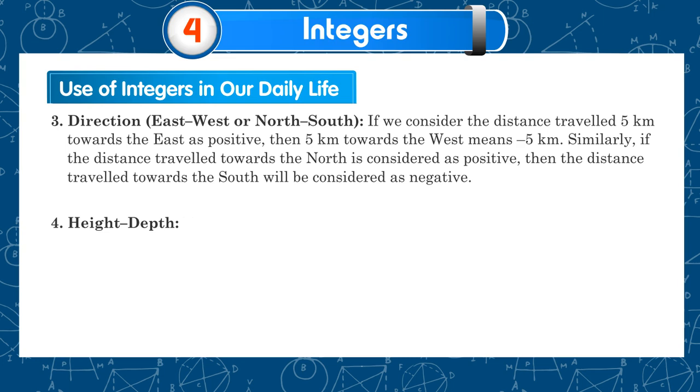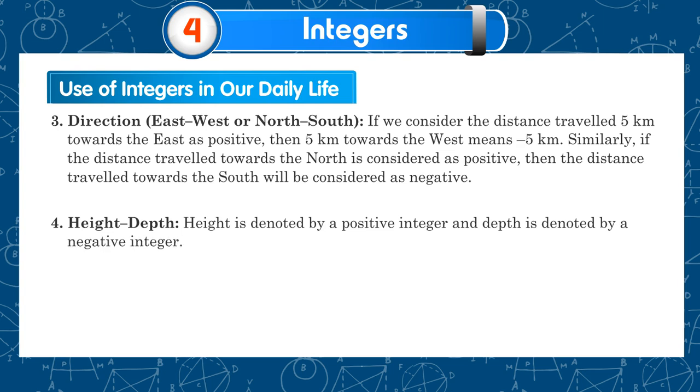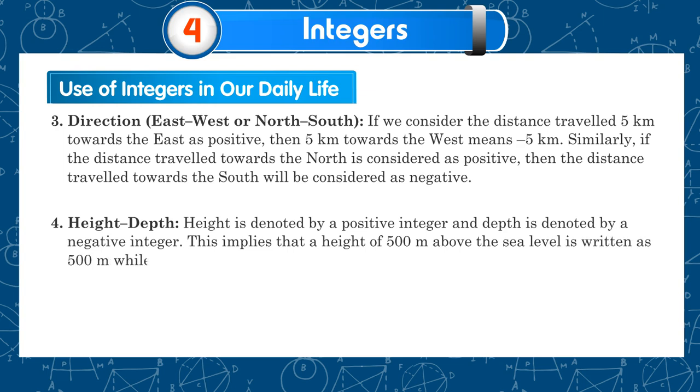Height, depth. Height is denoted by a positive integer and depth is denoted by a negative integer. This implies that a height of 500 meters above the sea level is written as 500 meters, while the depth of 500 meters below the sea level is represented as minus 500 meters.